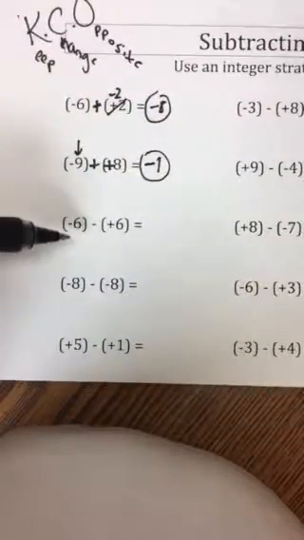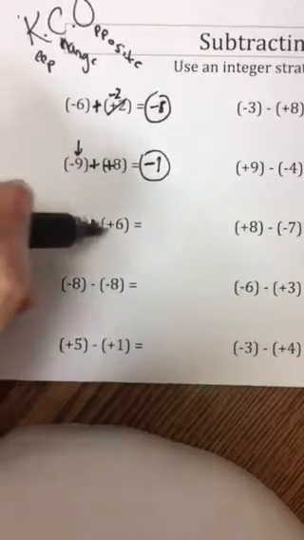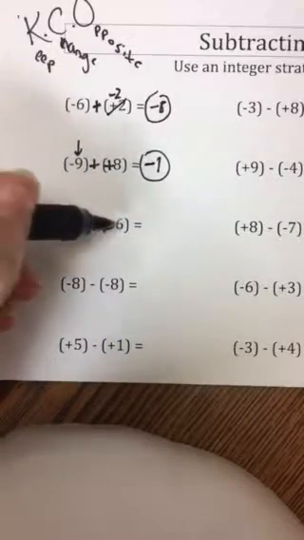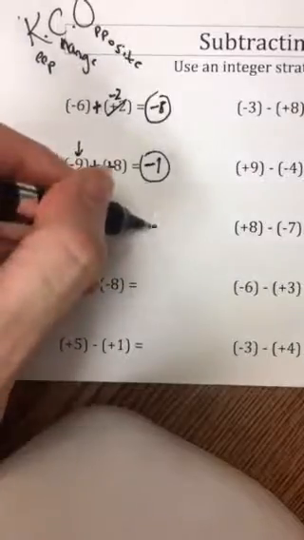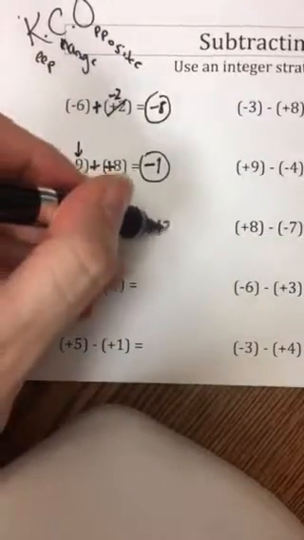In this situation, -6 minus +6, keep, change, opposite. This turns the problem into -6 plus -6. I am given two negatives, so I'm going to keep the sign of the negative numbers and add -6 plus -6, which gives me -12.